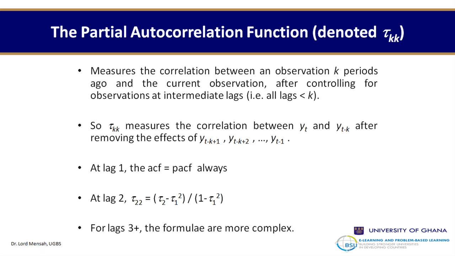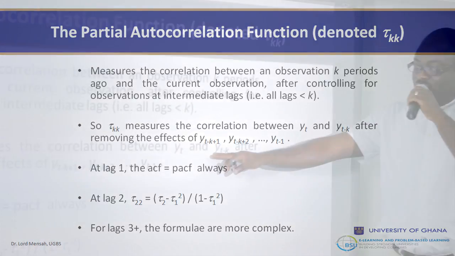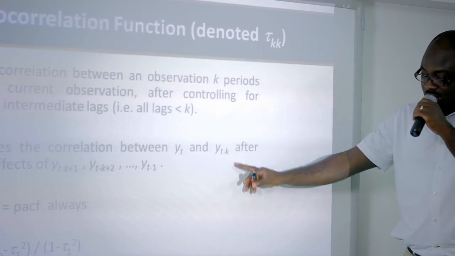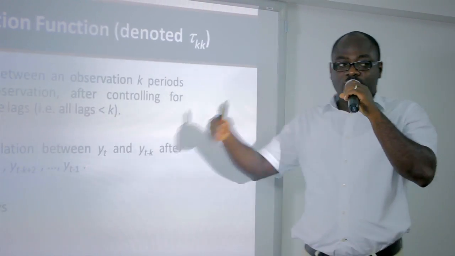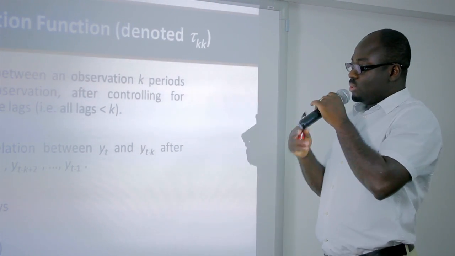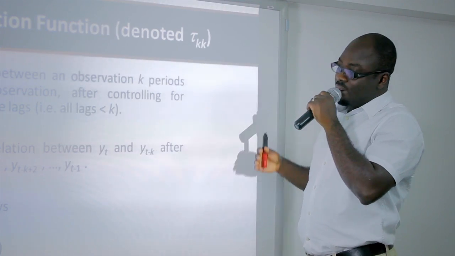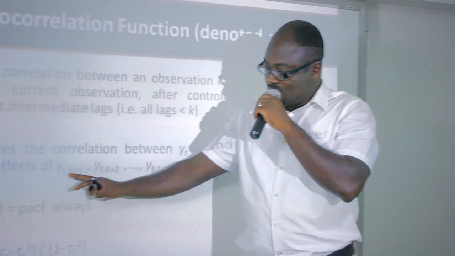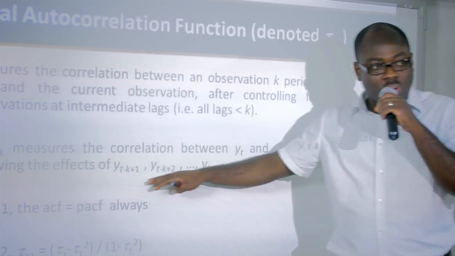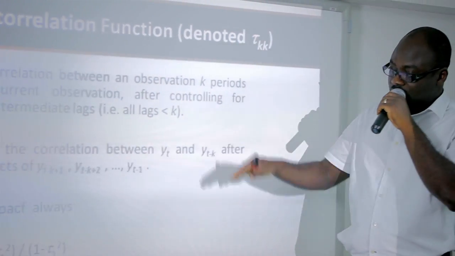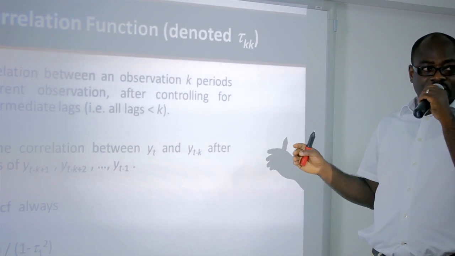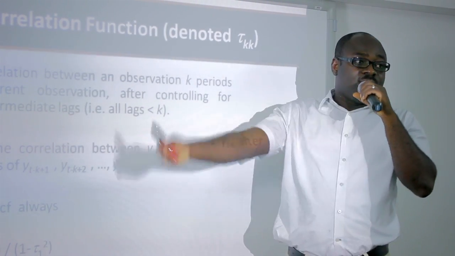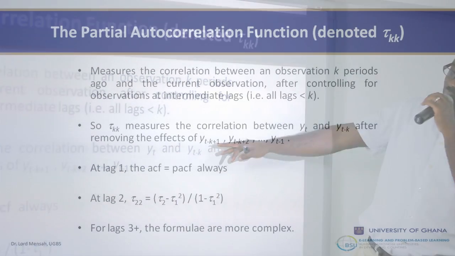Okay. TKK measures the correlation between yt and then yt minus k, where k signifies any lag that you can go. So you can be lag at 1, lag of 2, lag of 3. So the series and its lag, after removing the coefficients. So you see, we did not consider all these lags, their coefficients. So it's just between yt and then yt minus k. So that is more or less like the marginal effect, okay, marginal effect of yt on that.